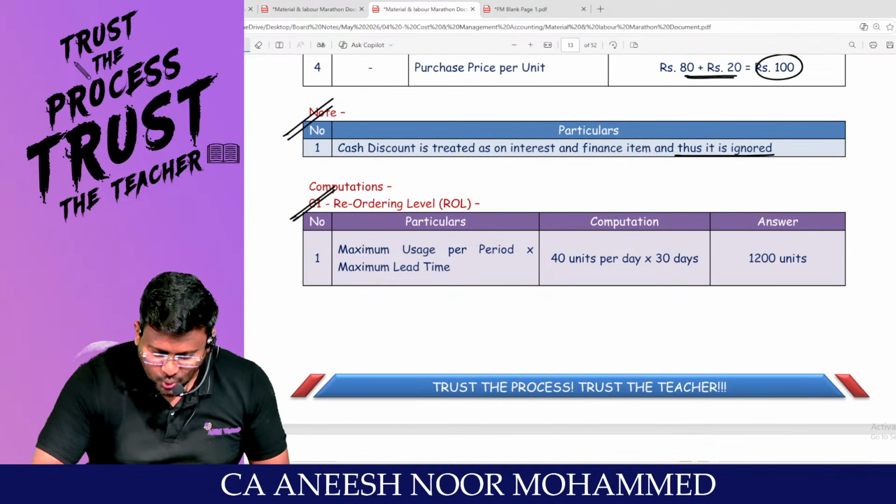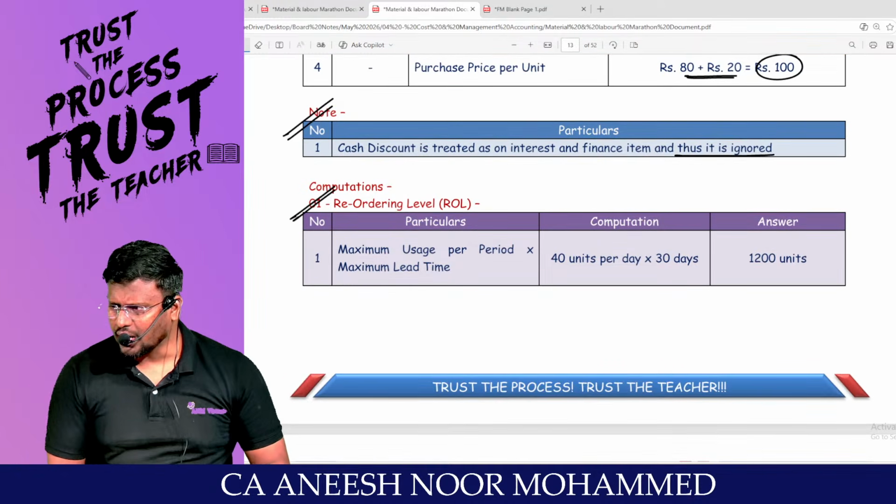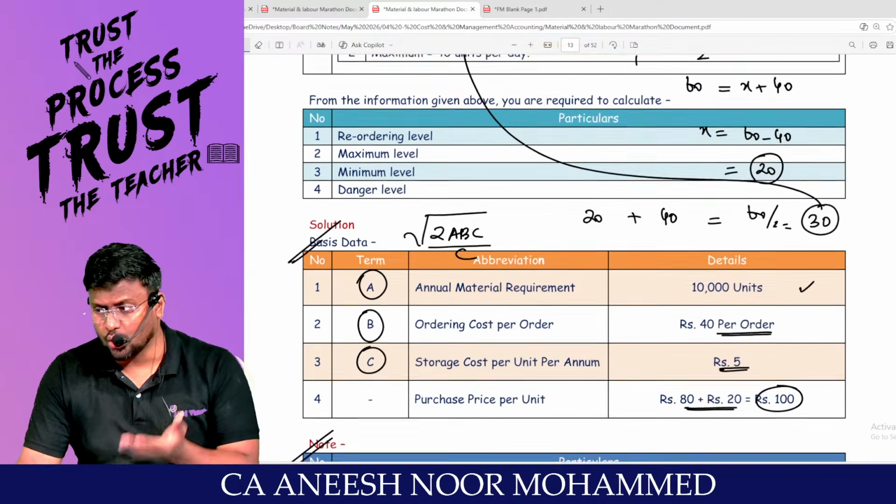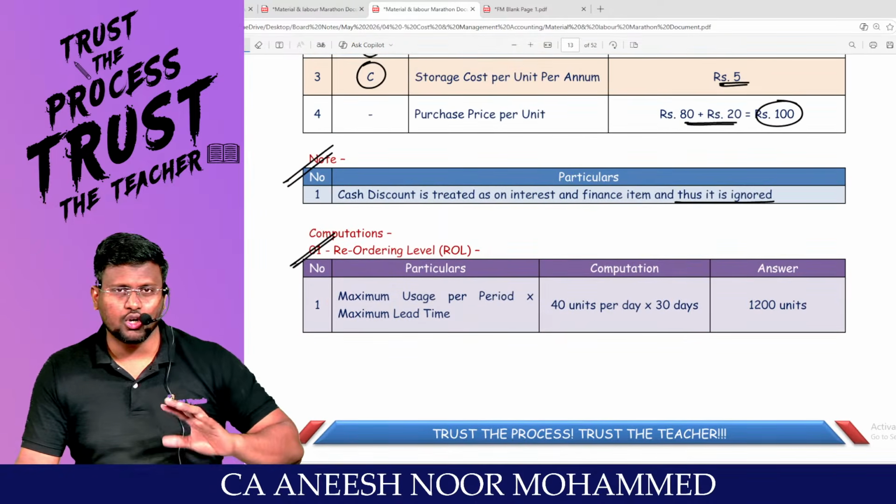Able to appreciate? So reorder level. What is this reorder level? Have they said anything about the safety stock? No. So go to the parents' approach, not the Gen Z approach.